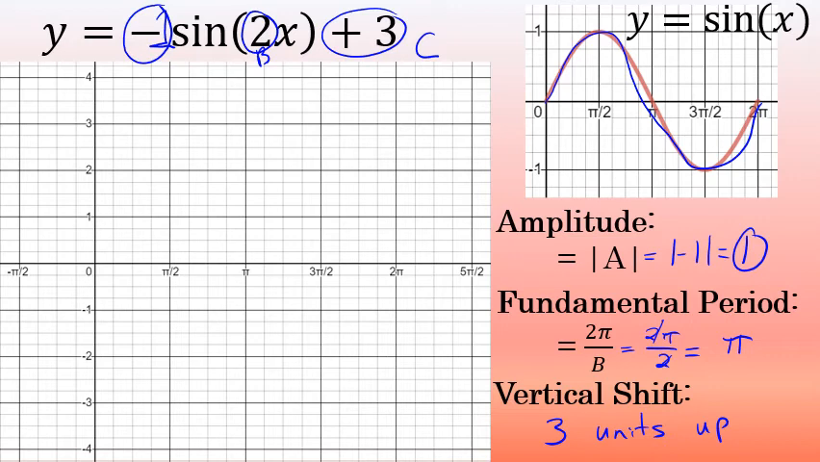And that's where I'll begin the graph. Because there's a vertical shift 3 units up, I'll start by putting a dotted line 3 units above the x-axis. This will serve as the vertical center of the graph that I draw.